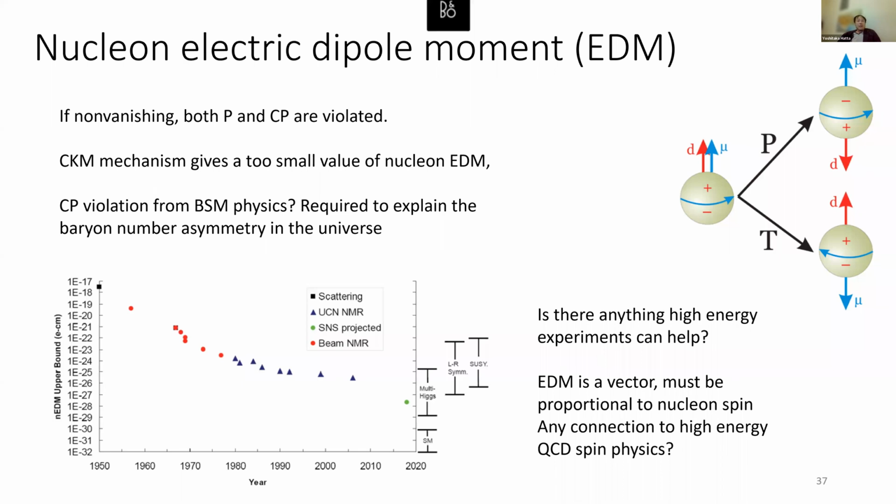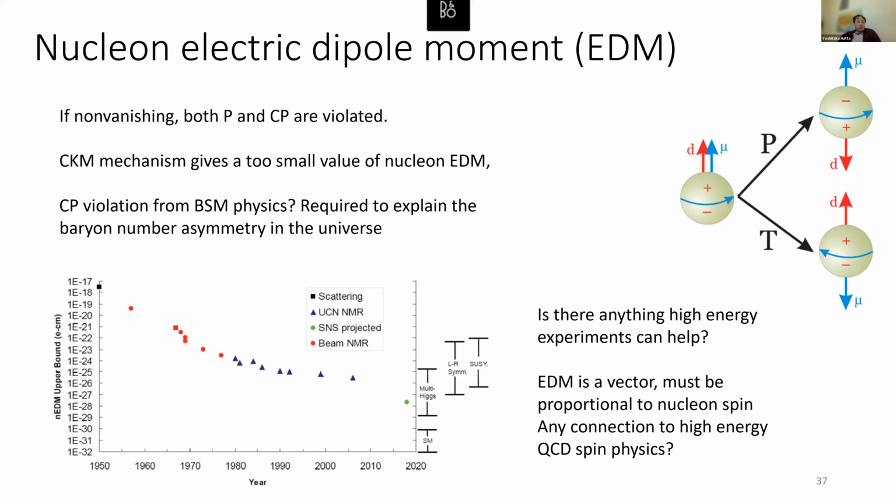So EDM, this is a pattern from Wikipedia, if it's non-vanishing, then it's a sign of CP violation. And of course, we know that the standard model violates CP, but the prediction from the standard model is too small, much smaller than the current experimental upper bound of the EDM. So you can see this upper bound as a function of time, and the upper bound goes down as the years go on. But the standard model prediction is way below the current upper bound.